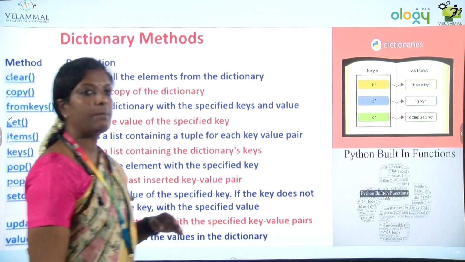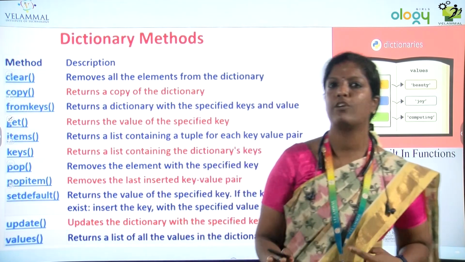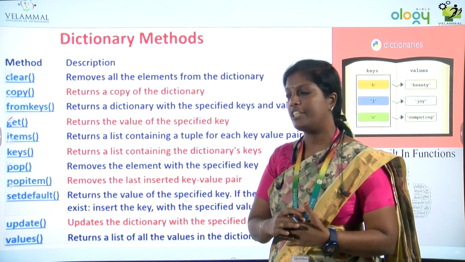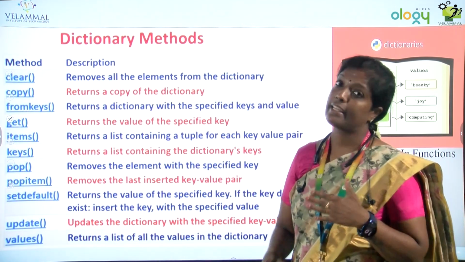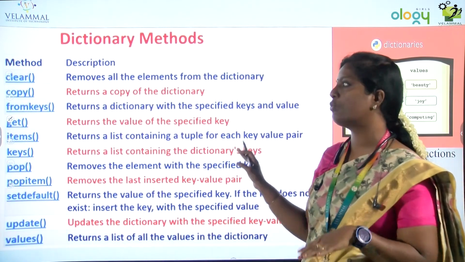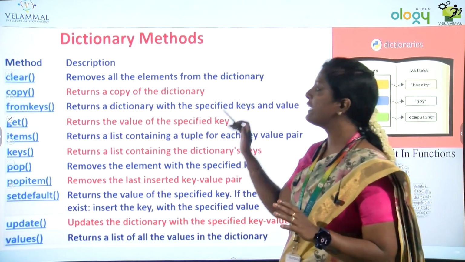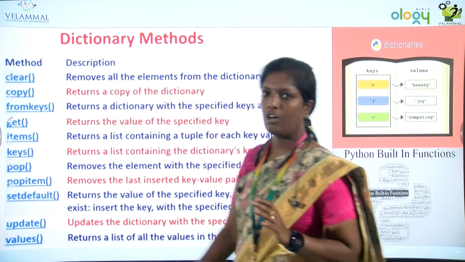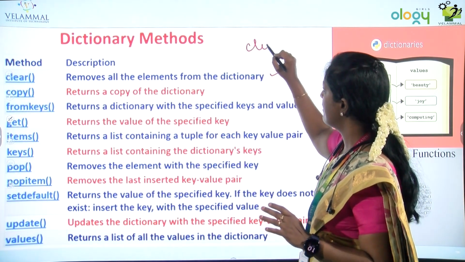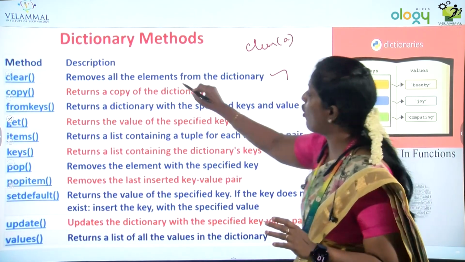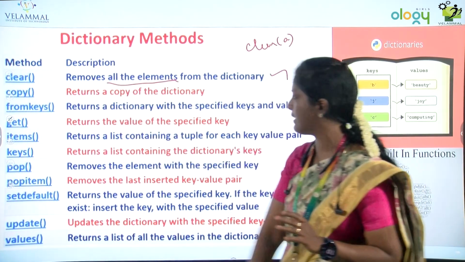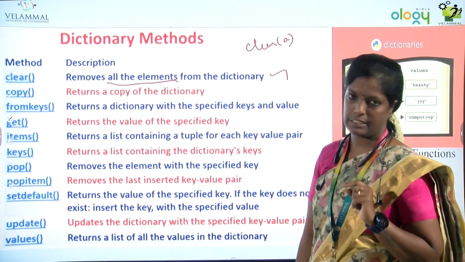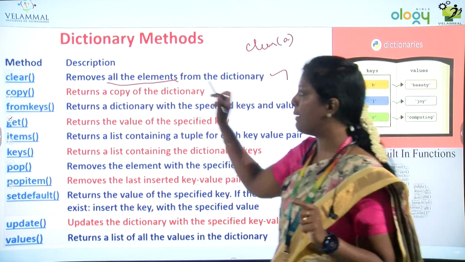So these are some of the built-in functions which are readily available for you to use along with your dictionary. Is it this much only? There are more things available, only the highlighted ones I have shown you here. You can clear all the elements using the clear function. Okay, if you say clear DA, it removes all the elements which are present inside it.